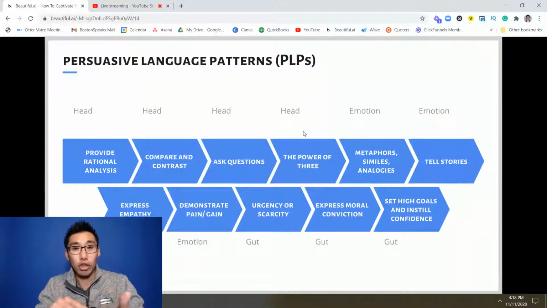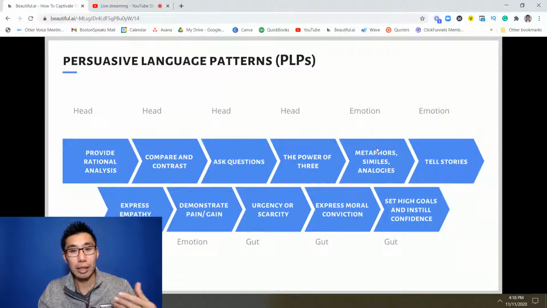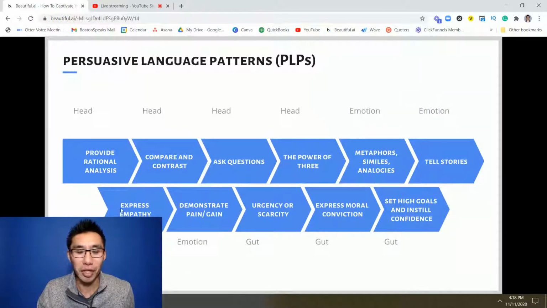Real estate is location, location, location. Or I want to talk about head, heart, and gut, right? Metaphors, similes, and analogies. More of the emotional side. Telling stories, and of course, expressing empathy, emotion, and demonstrating pain and gain.